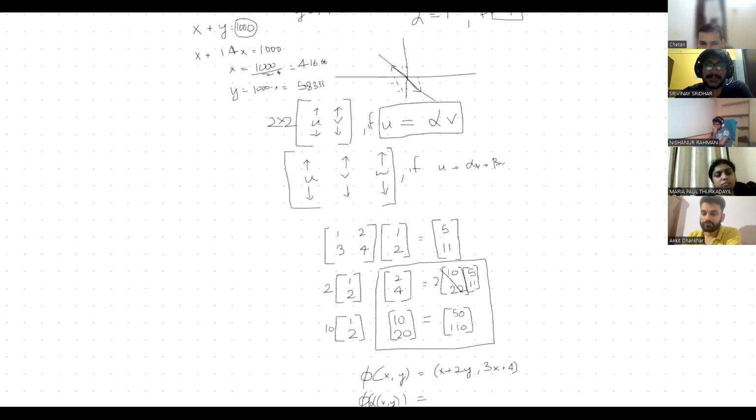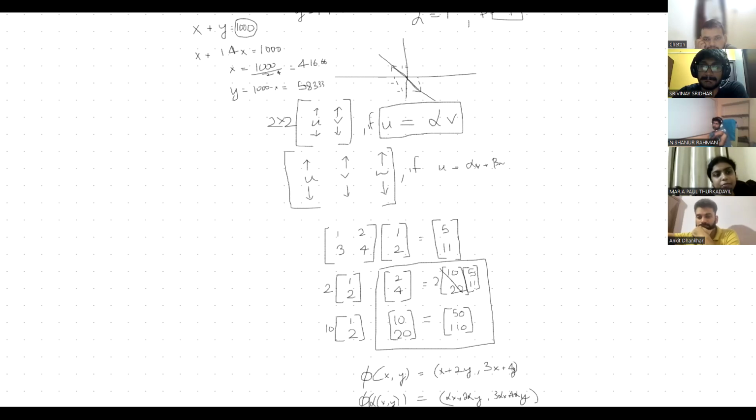Right? If I write alpha x, alpha y, that will actually be alpha x plus 2 alpha y, comma 3 alpha x plus 4 alpha y, right? If I take alpha outside, it is nothing but x plus 2y, comma 3x plus 4y. You're right. So this is actually a defining property. This is what makes linear combination so nice.